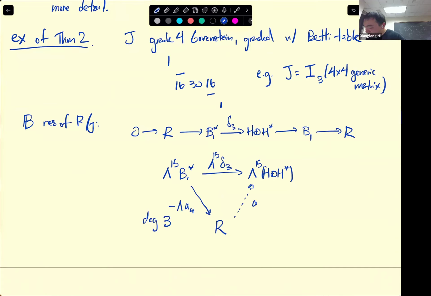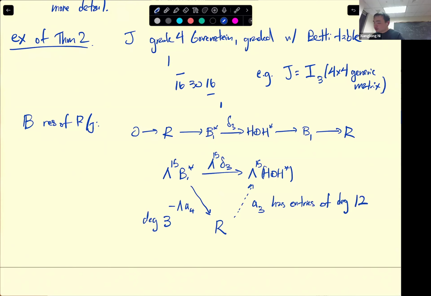So A3 has entries of degree 15 minus 3, which is 12. So what does that mean for A3 tilde? The spinor coordinates have entries of degree 6. Right, so A3 tilde has entries of degree 6.